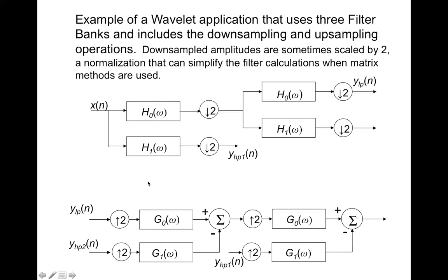Then, when you're ready to reassemble the signal, you take your first stage, which is your low pass and your high pass 2, and you put them back together right here. And then you take your high pass 1 and you put it back together here. And then you have your signal. If you do nothing to it, you should have your original signal back.